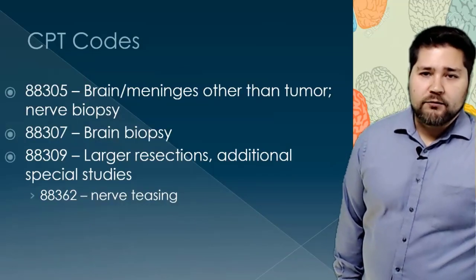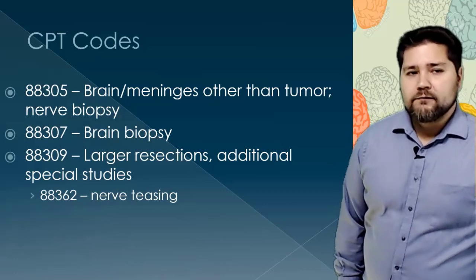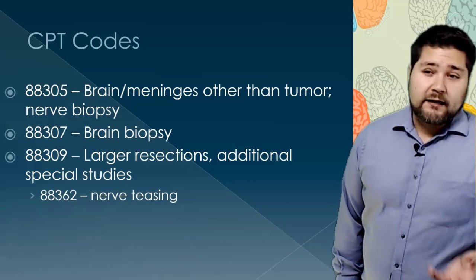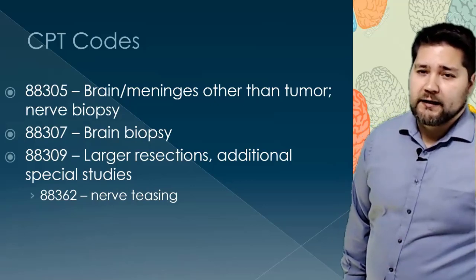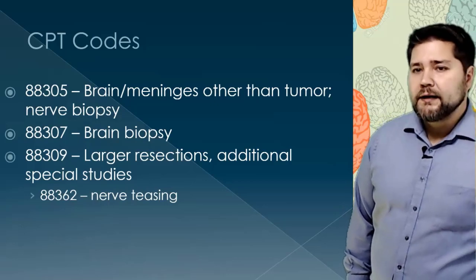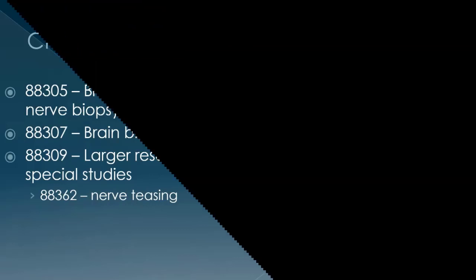And then finally, here's a couple of your CPT codes for the brain, basically anything from a 305 to a 309. I guess occasionally you could theoretically get a foreign body in the brain area, so that would be a 88300. But most of the time you're just going to be dealing with brain biopsies for these specimens.